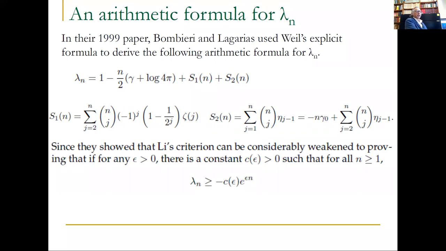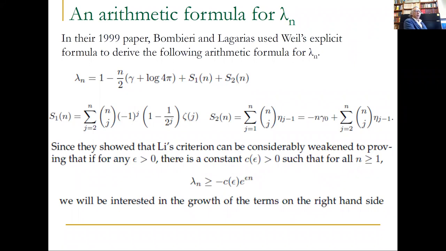Since they showed that Li's criterion can be considerably weakened to proving that for any epsilon positive, there's a constant C(epsilon) positive such that the lambda_n are always bigger than minus C(epsilon) e^(epsilon n), we'll be interested in the growth of the terms on the right-hand side. And interestingly, S1 of n can be analyzed very easily. It's almost like first-year calculus.